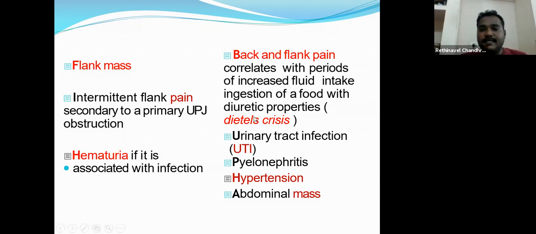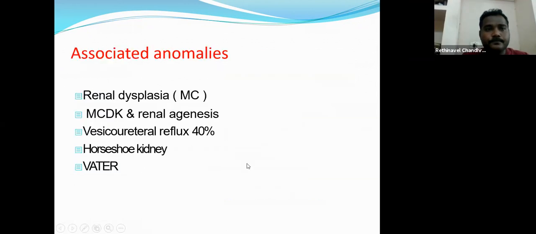Another is Dietl's crisis. Whenever a patient takes an increased amount of fluid intake, this will lead to a sudden onset of pain. When the patient takes increased fluid, what will happen? There will be diuresis, but there is an obstruction, so the kidney cannot propagate the urine. They will develop back and flank pain immediately after taking increased fluid intake, which is called Dietl's crisis. The other presentations may be UTI, hypertension, abdominal mass, which are not much more important.